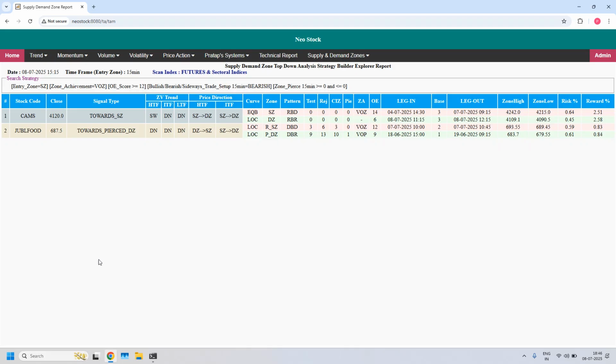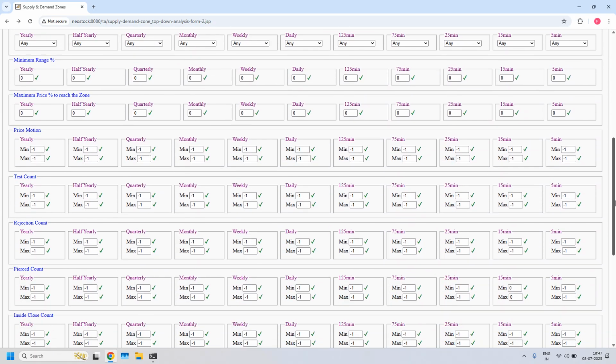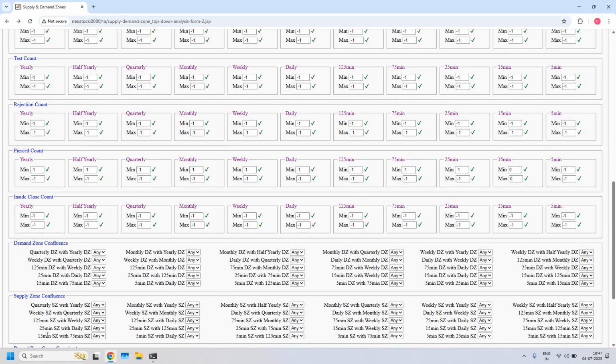Supporting bearish trade setup for daily income trade. Entry time frame zones are 15 minute supply zones. This is already tested 6 times. Okay, let's verify out of these two how many are having LTF and ITF supply zone confluence. That is 15 minutes and 75 minutes supply zone confluence.